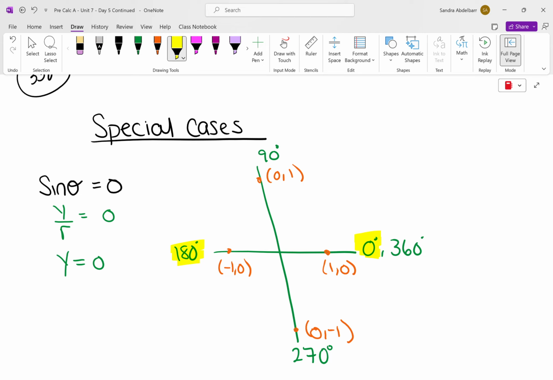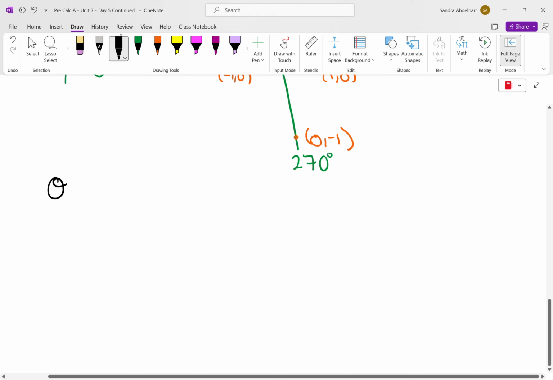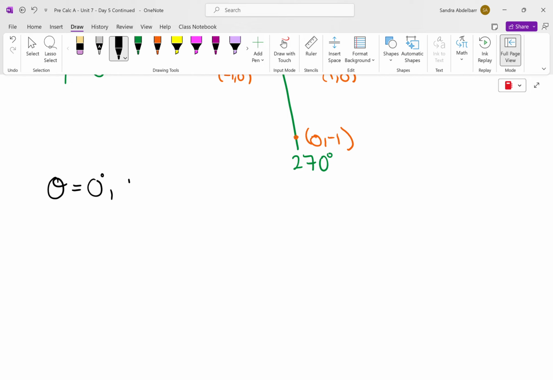It's 0 at 0 and it's 0 at 180. So the sine of theta is 0 at 0 degrees and 180 degrees. We don't use the 360 because once you go that 360 degrees, what are you back at? 0.